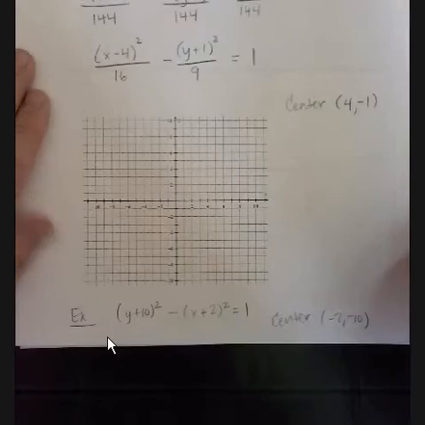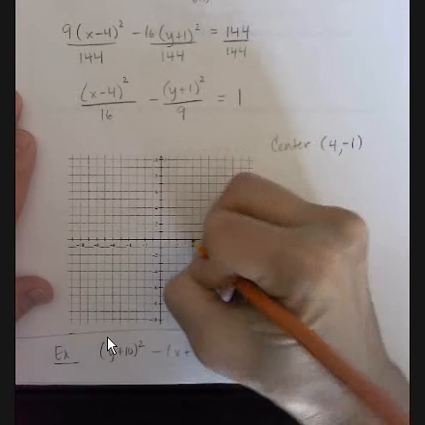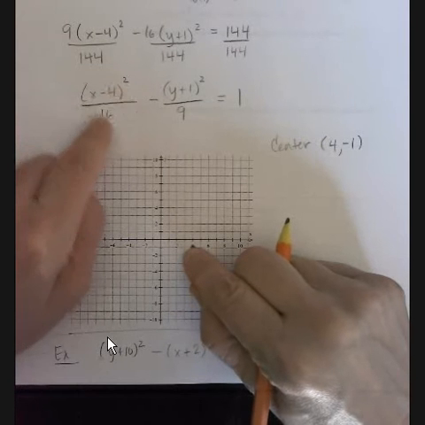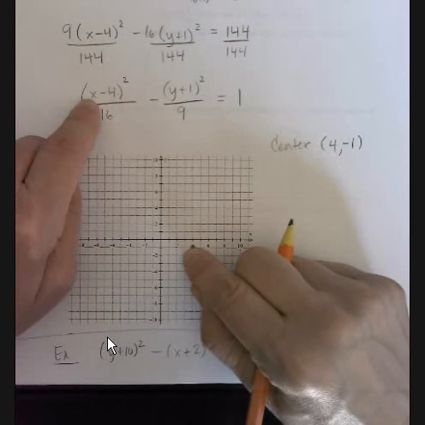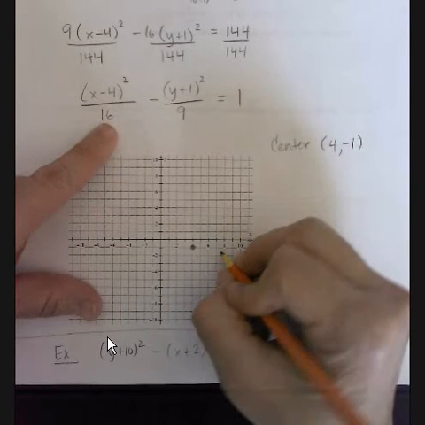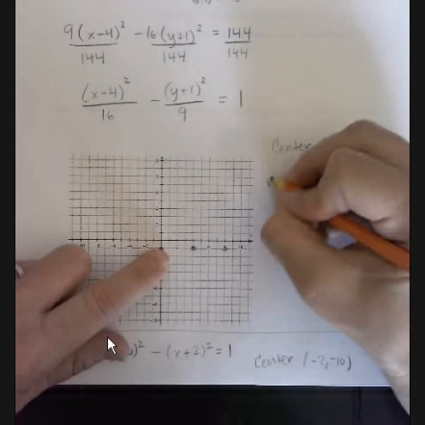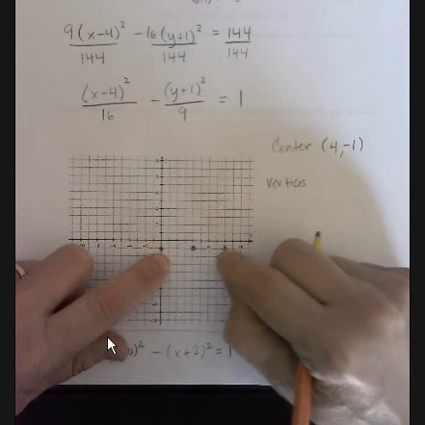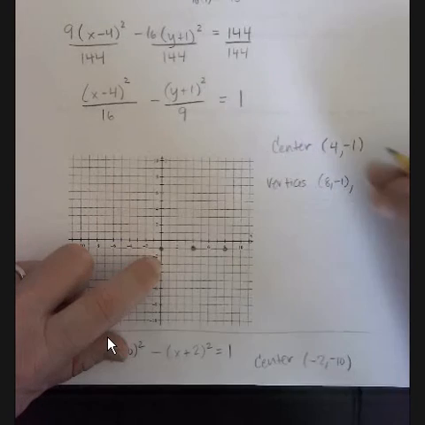Okay, so back to this problem. This center is (4, negative 1). And then we look at the transverse axis, which goes parallel to the x-axis because x is the positive term. So we count out 4 units, 1, 2, 3, 4 in either direction. These are the vertices, so let's write those down right away. Vertices are (8, negative 1) and (0, negative 1).